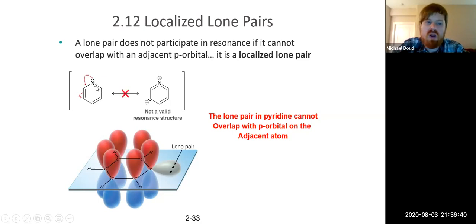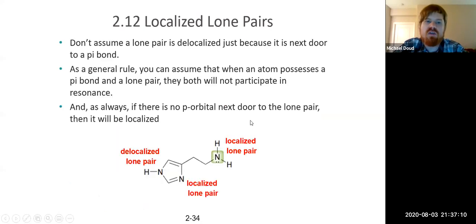That's sp2 hybridized. And then we've got the pi bond from nitrogen to carbon in this case. So this lone pair can't be in an unhybridized p orbital because this nitrogen's unhybridized p orbital is already taken up. That means it's actually in an sp2 hybridized orbital, so it's not involved in this situation at all. So it can't overlap. We're already using nitrogen's p orbital. So in this case, it's a localized lone pair. Just keep that in mind. It comes up every so often.